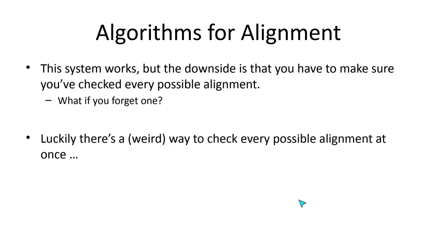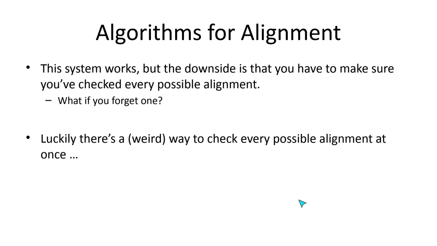Oftentimes, if you wanted to find the alignment between a gene in one species and a gene in another species, you'd probably be dealing with sequences that were thousands of nucleotides long. And if you had 2 different sequences that were each like 1,000 nucleotides long, that's a lot of possible alignments. What if you forgot one? What if you didn't make all possible alignments?